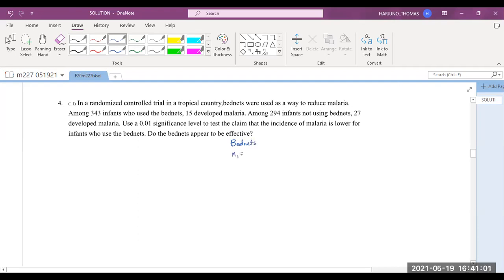The sample size is 343. Of the infants using bed nets, 15 of them developed malaria. Now, for the ones without bed nets, the sample size is 294, and 27 of them developed malaria.